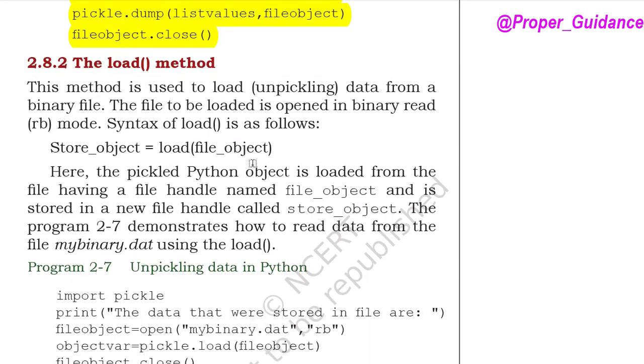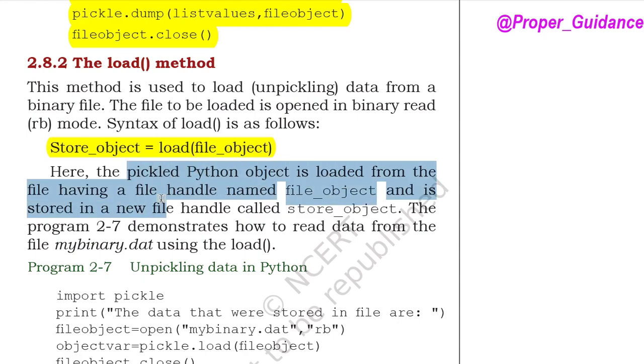This is the dump method and this is the load method. This method is used to load unpickling data from a binary file. The file to be loaded is opened in binary read mode. Syntax of load is as follows: store object equals pickle.load(file object). Here the pickled Python object is loaded from the file, having a file handle named file object, and is stored in a new file handle called store object.